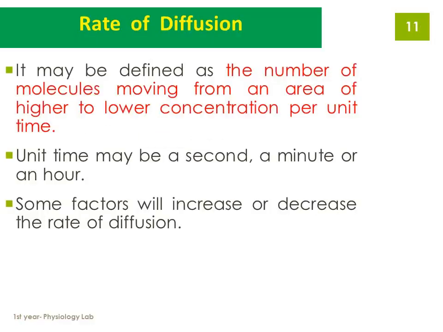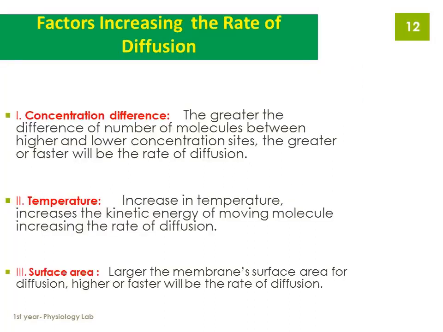Rate of diffusion is defined as the number of molecules moving from an area of higher to lower concentration per unit time. Unit time may be a second, a minute or an hour. Some factors will increase or decrease the rate of diffusion. This slide shows factors increasing the rate of diffusion.